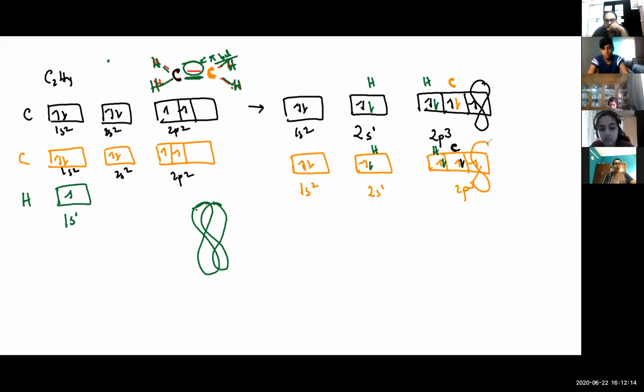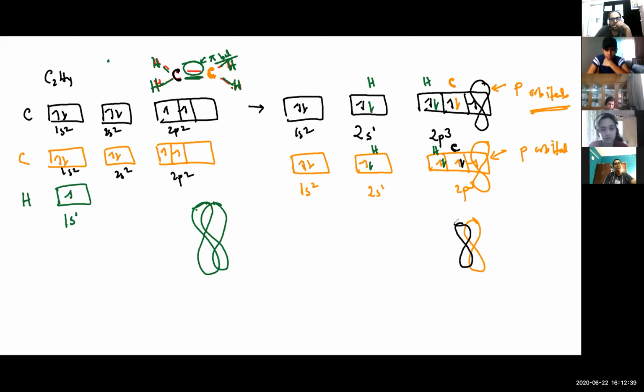Are their electrons bonded or are they free? They're free. So this p orbital and this p orbital will overlap with each other. How? Sideways, and form what? Pi bond. So now have you understood how pi bonds form?